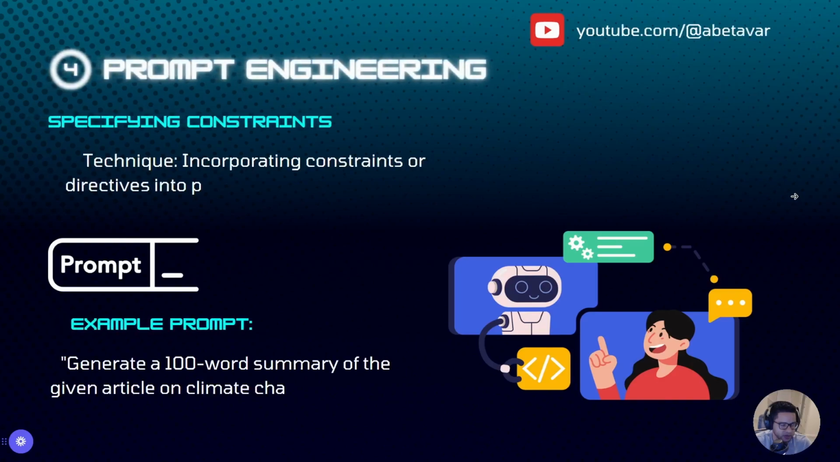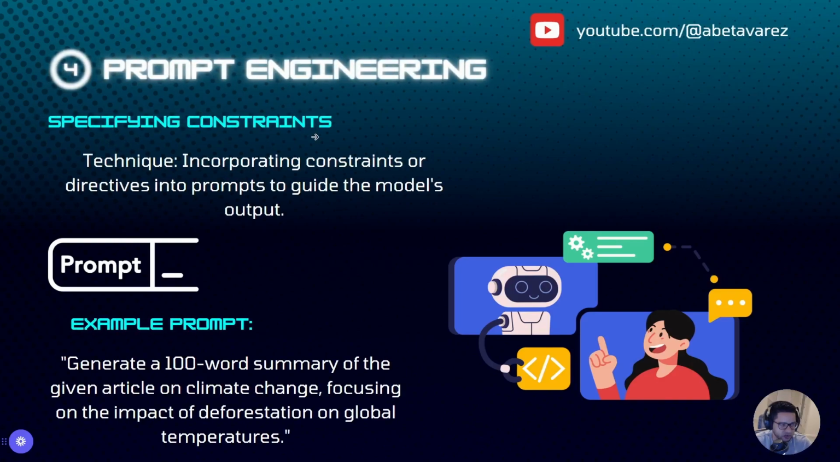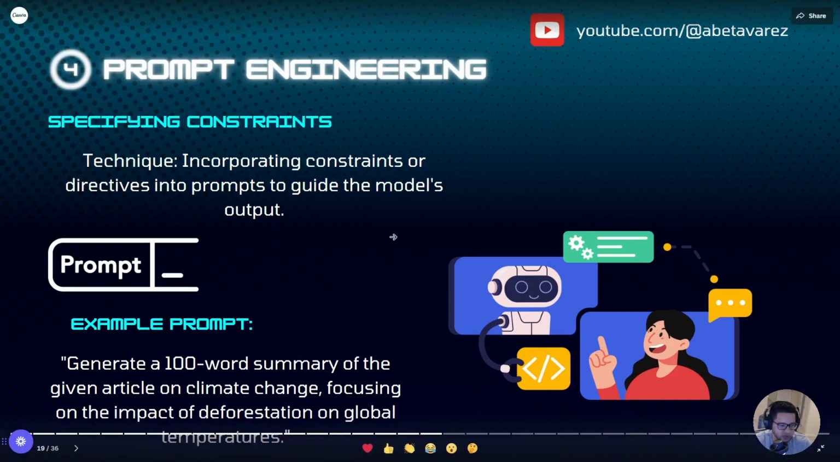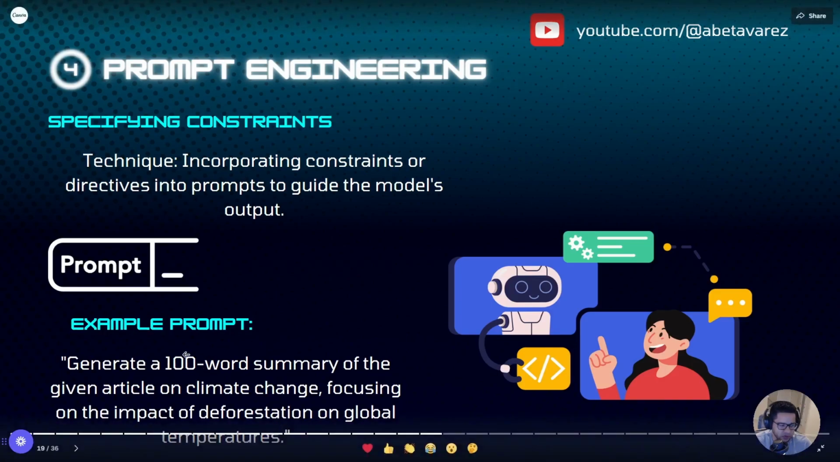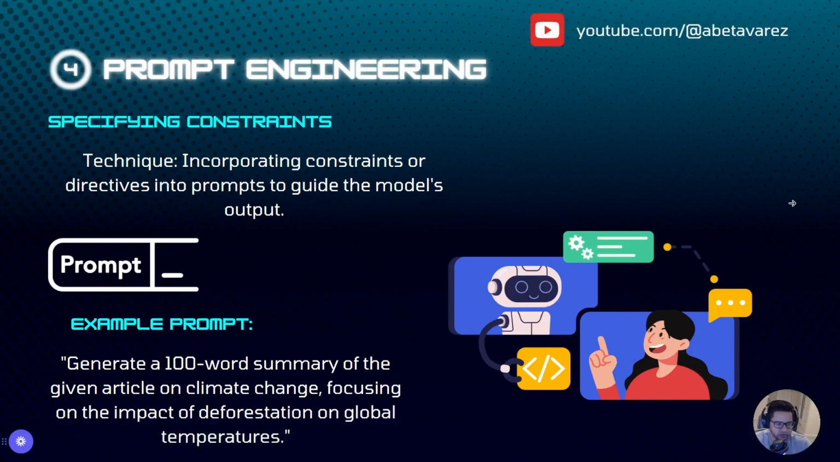The next technique is specifying constraints. This technique involves incorporating constraints or directives into prompts to guide the model's output. In the example prompt here, we have the following prompt: generate a 100-word summary of the given article on climate change, focusing on the impact of deforestation on global temperatures. So here we give the model some constraints, the topic specifically on what to focus, and how long we want the summary to be.